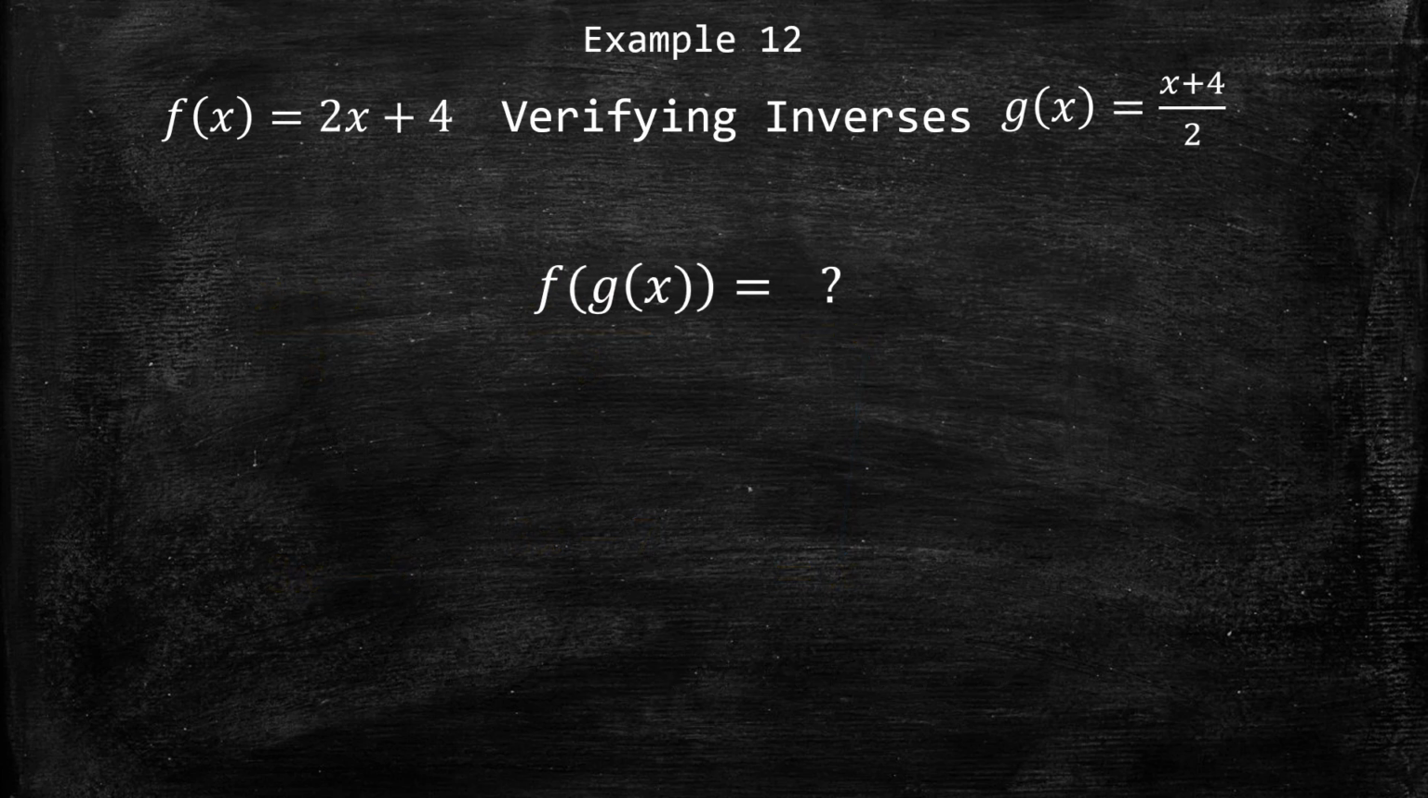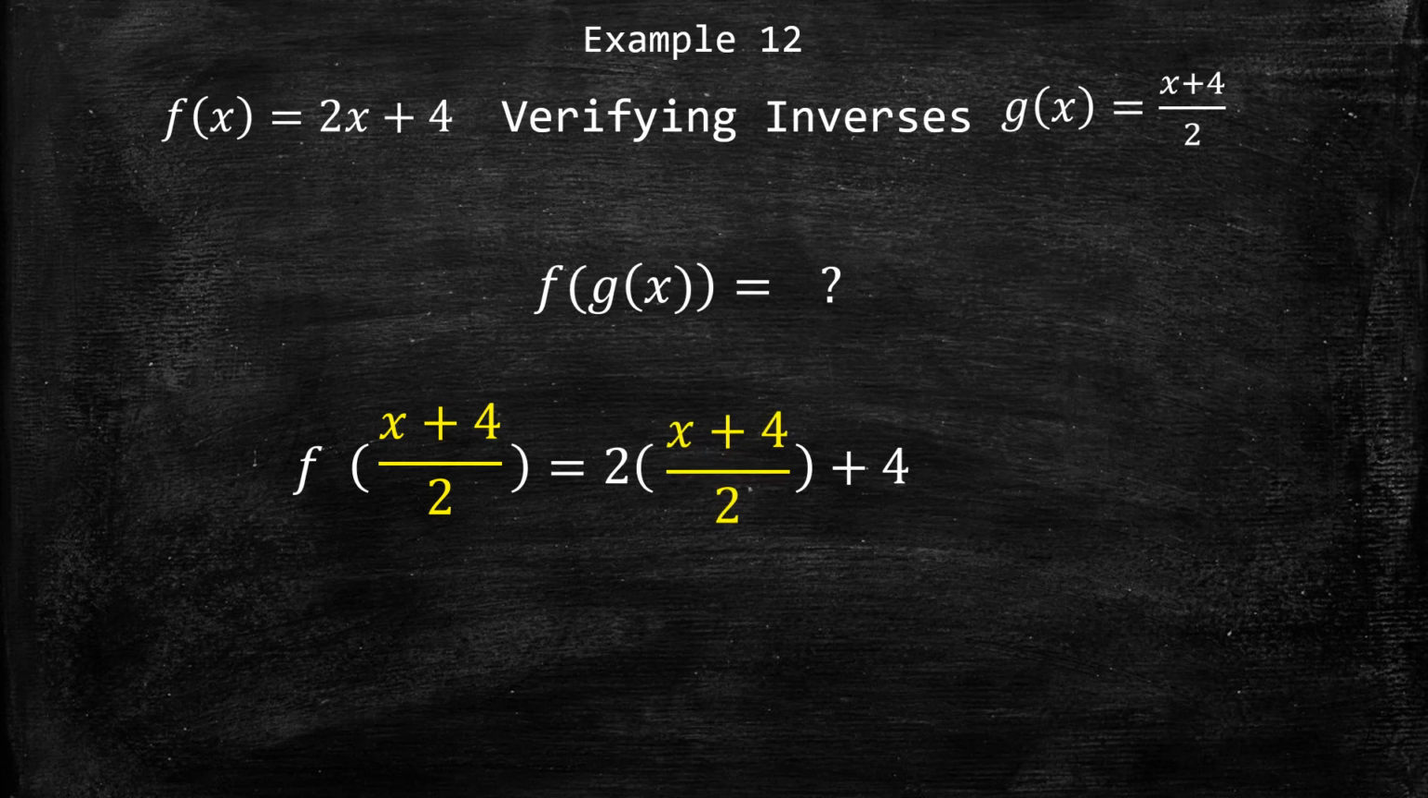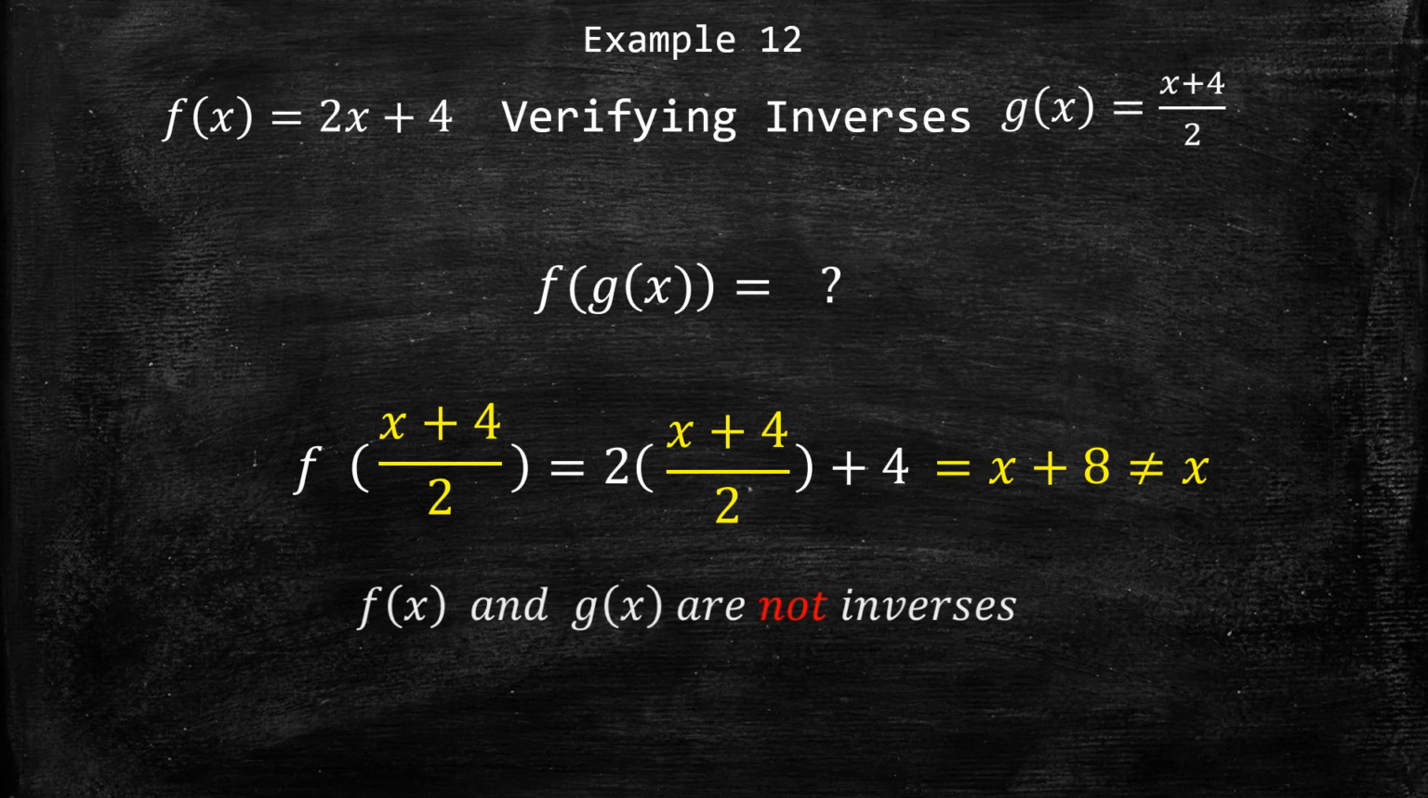Another example, we're going to take the composition. So this is my f of x, but I need f of g of x. So take out g of x and write (x plus 4) over 2. After simplification, the answer is x plus 8, which is not equal to x. Therefore, they are not inverses.